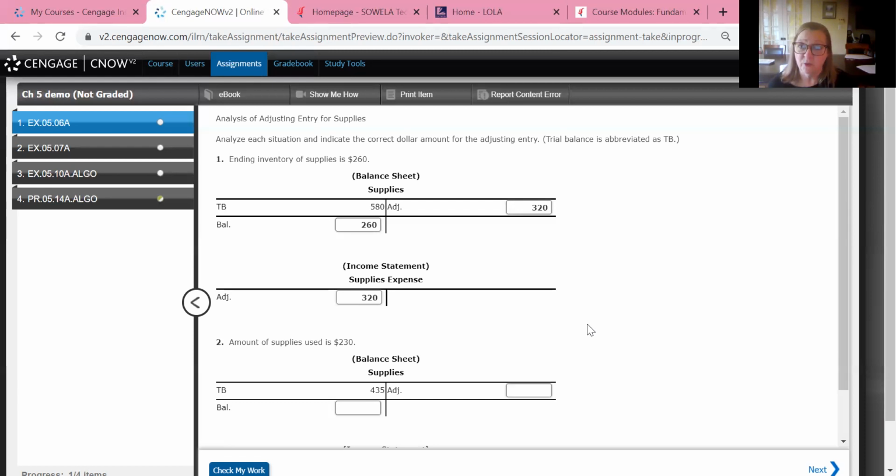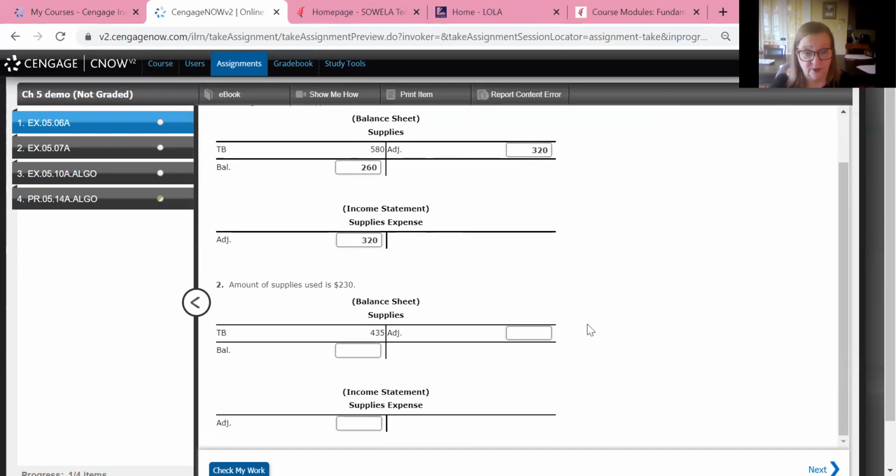Okay, so that's one way they could tell you what's the new balance and you adjust to that new balance. The other way they could do it, for example, like example 2 of this exercise, is a fresh scenario. In this scenario, the T account has a balance of 435, but the information they gave us is the amount of supplies used is 230. So if you know the amount used, you know the amount that is expensed, because when it's used up, it's time to show as an expense. So the part we know best about that one is that supplies expense is going to be 230.